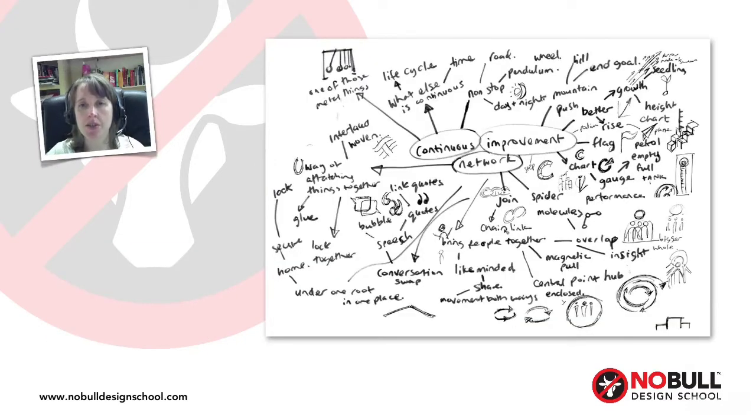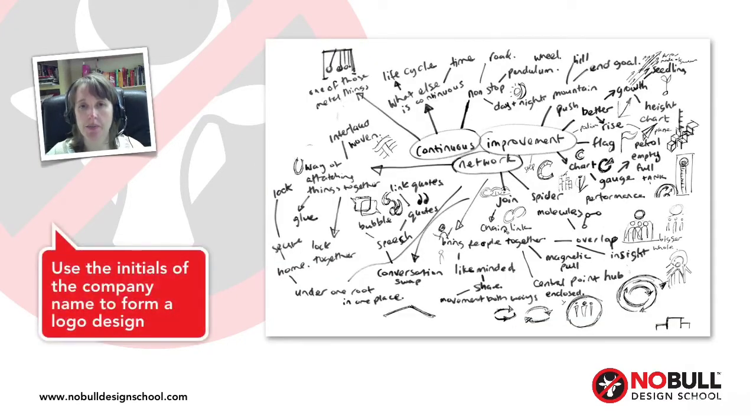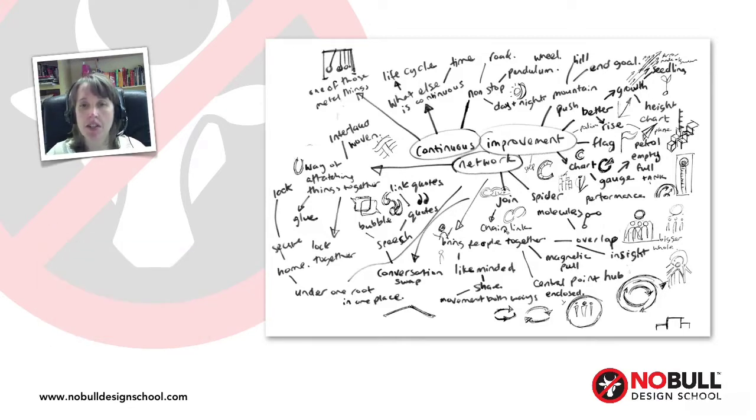Another thing we can try doing is using the initials of the company name. Now what we can try doing is combining those letters in different ways. That's one option. We can also look at using those letters along with little pictorial elements. So let's take a look at a few examples.